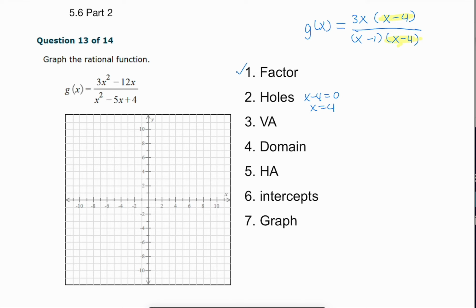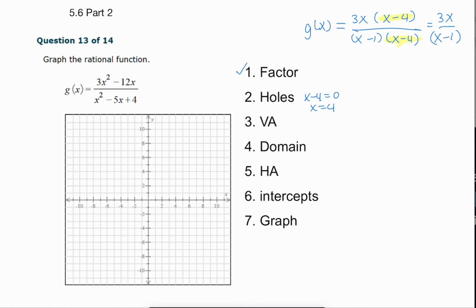Now, we are going to cross out that factor, and for the rest of the problem, we are going to use 3x over x minus 1. So that's one nice thing about a hole. We'll address it when we draw the graph. From now on, we get to use that nicer version of our function.